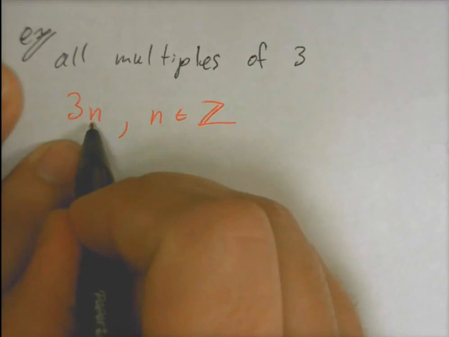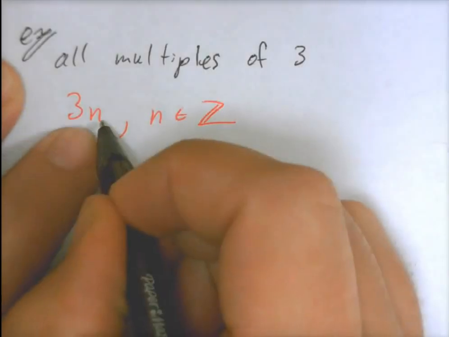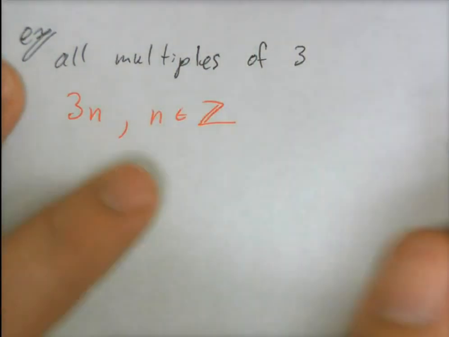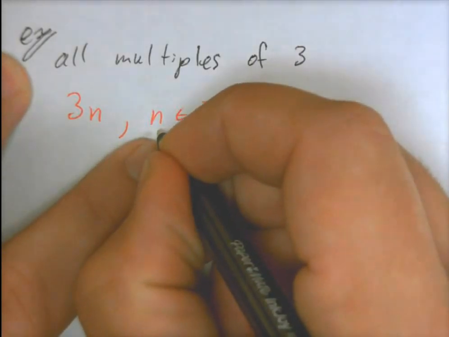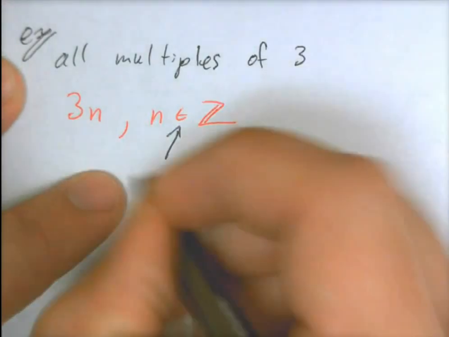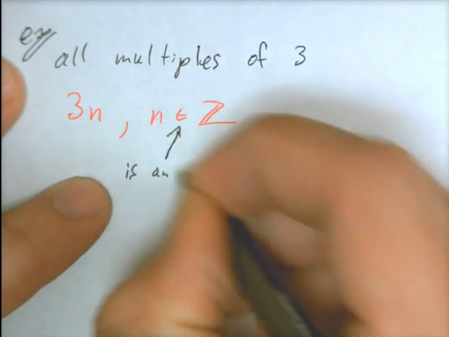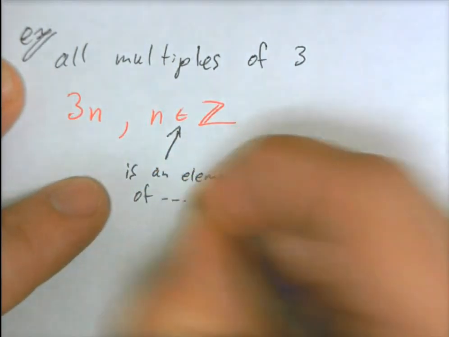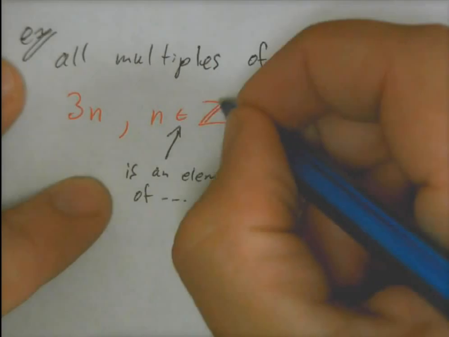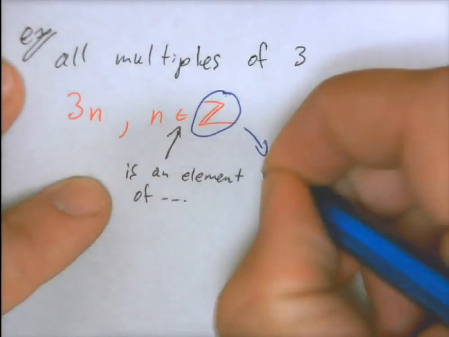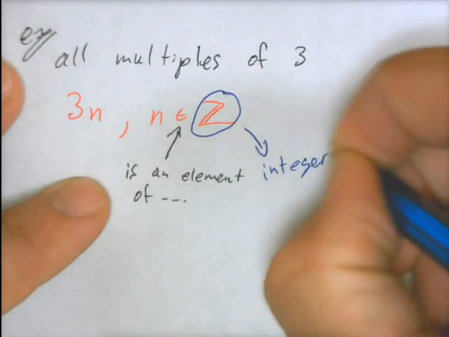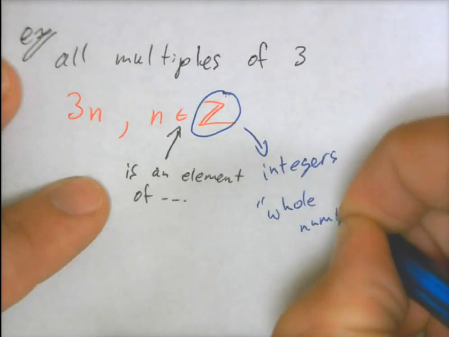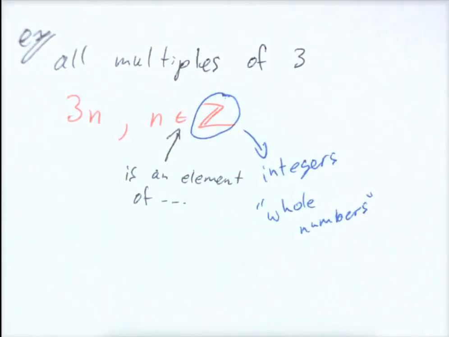So 3 times n, because it's multiples of 3, so we're multiplying by some number n, where we want n to be a whole number, like 1, 2, 3, 4, 5, 6, 7, 8, 9, 10, or negative 1, negative 2, negative 3. So we have to make the stipulation that n has to be an element of the integers, which is what that sign means. Remember, integers just kind of means whole numbers. Just in case you forgot what an integer was, I know you all remember though.